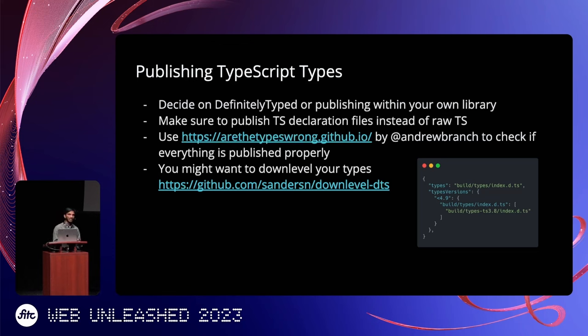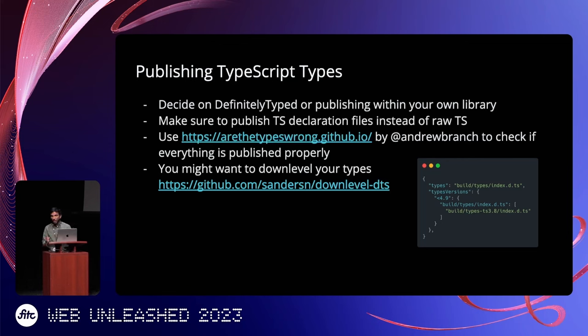Publish the declaration files, because this ensures maximum compatibility with all the bundlers and TypeScript versions. And it's also way faster. If someone has to parse your TypeScript declaration file, it's way easier than having to parse a TypeScript file and deal with a lot of the nonsense that JavaScript brings. There's a really useful tool written by Andrew Branch, who works at Microsoft on TypeScript, called Are the Types Wrong? He actually, I think, wants to revamp this website, so maybe this link changes in a week or two. But this is really useful to know: hey, did I emit things correctly?